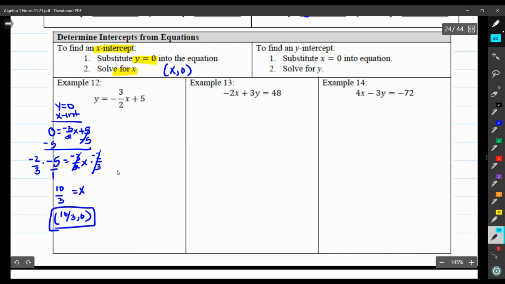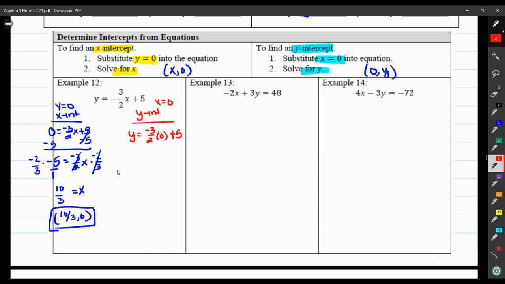Now for a y-intercept, we have to remember that the x value is 0, and we're going to solve it for y, and then write it in the point of 0, comma, whatever y is. So same example, but now we're plugging a 0 in a different place. So now for the y-intercept, we know that x is 0. So we have y equals negative 3 over 2 times 0 plus 5.